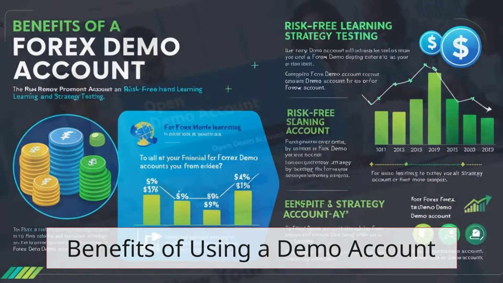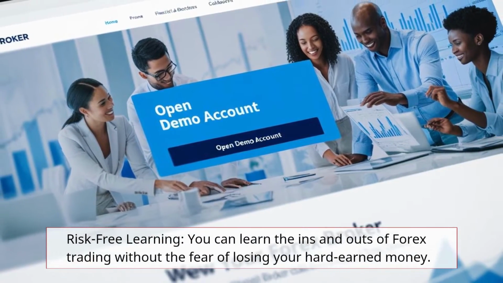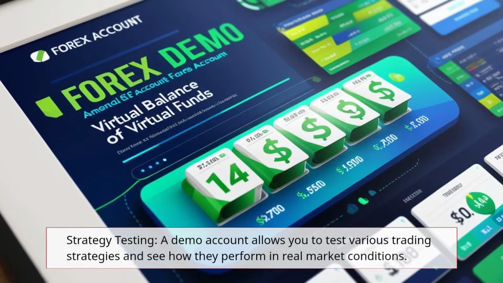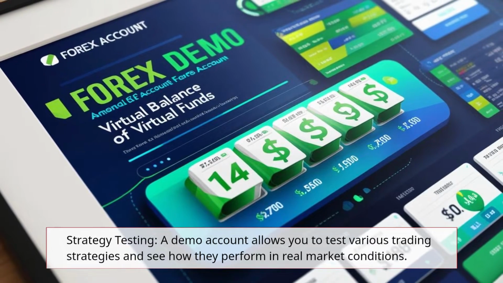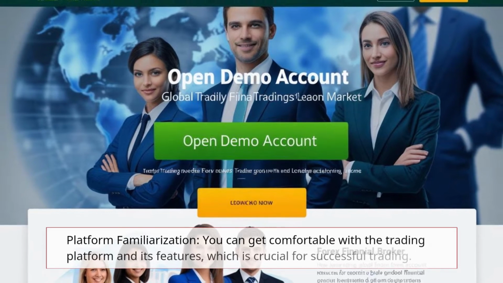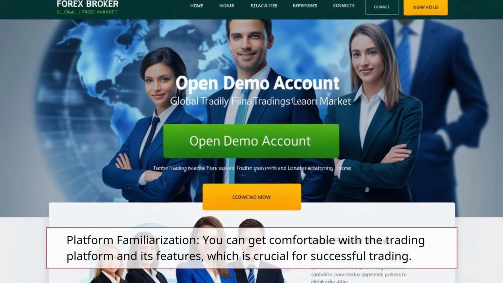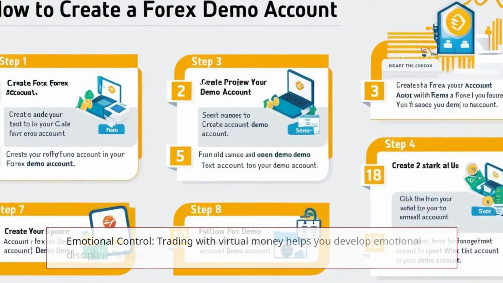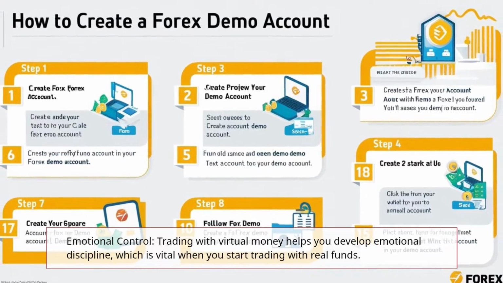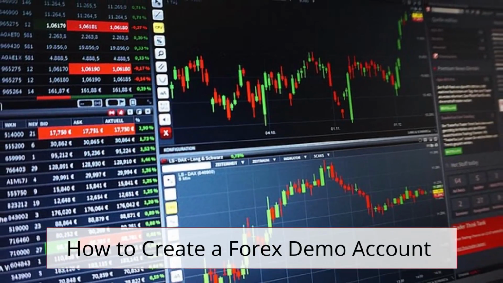Benefits of using a demo account. Risk-free learning. You can learn the ins and outs of Forex trading without the fear of losing your hard-earned money. Strategy testing. A demo account allows you to test various trading strategies and see how they perform in real market conditions. Platform familiarization. You can get comfortable with the trading platform and its features, which is crucial for successful trading. Emotional control. Trading with virtual money helps you develop emotional discipline, which is vital when you start trading with real funds.